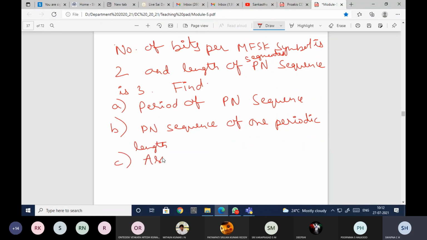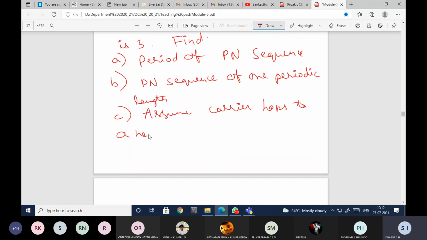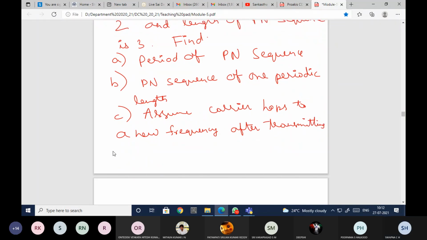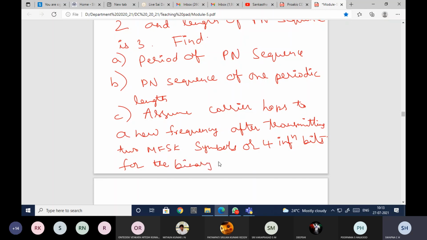Third one, assume carrier hops to a new frequency after transmitting 2 MFSK symbols, or he may also mention as 4 information bits for the binary sequence.